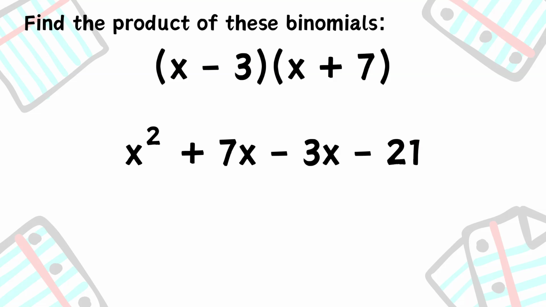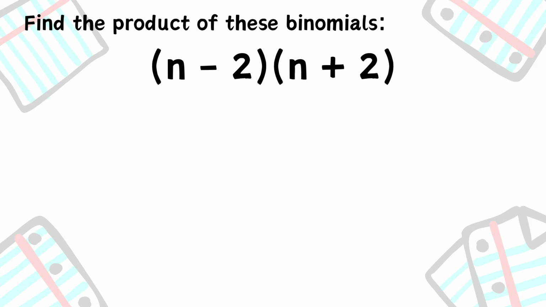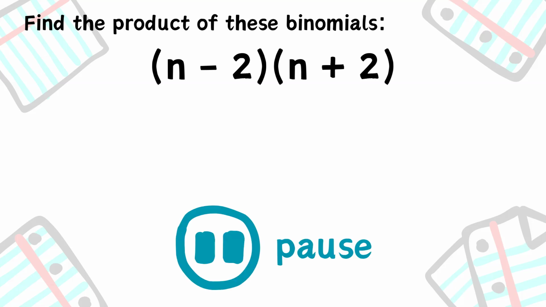So we have x squared plus 7x minus 3x minus 21. We can combine the 7x and negative 3x to 4x, and that's our simplified expression. Great work. Let's try one last multiplication. Try multiplying these binomials on your own, and then we'll do it together.